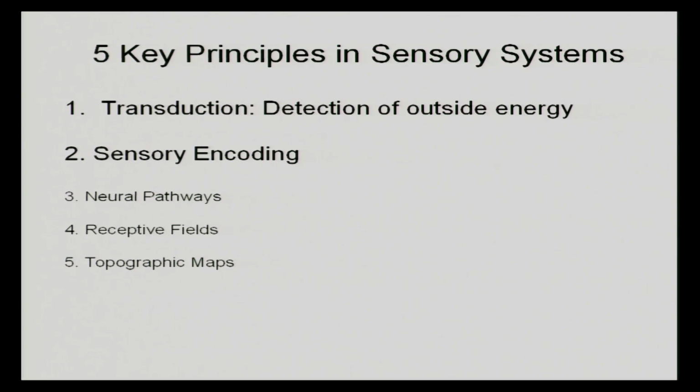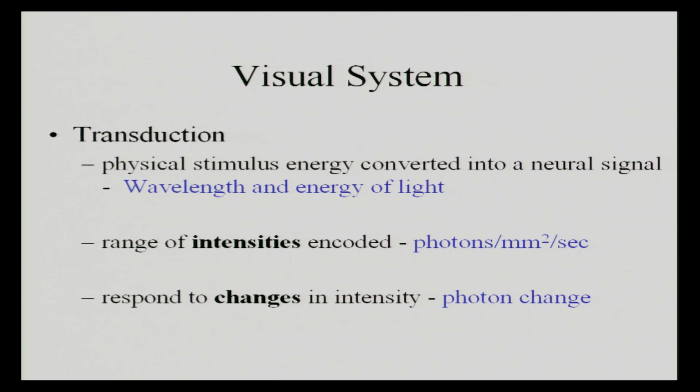So as we said, transduction is the detection of the outside energy, so that's the light coming into the eye. And in terms of vision, it's transducing the different wavelengths of visible light. And that's what we call the light energy, because you know that the electromagnetic spectrum runs from very short wavelengths, X-rays and such like, through visible light to long wavelengths, radio waves. And we only detect a very small part of that.